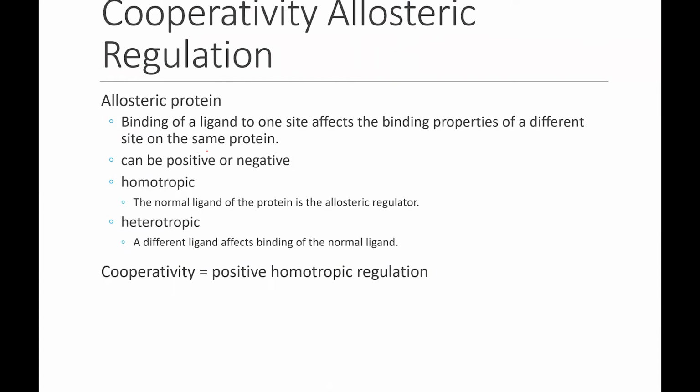Cooperativity is an example of what we call allosteric regulation. And this is something as we get way further into Biochem 1, when we're going to talk more about pathways and protein pathway interactions, we'll be talking a lot about allosteric regulation. Allosteric regulation, an allosteric protein, is, again, binding of a ligand to one site that affects the binding properties of a different site of the protein. So this, again, is the definition of that cooperativity. And again, it can be positive or negative.